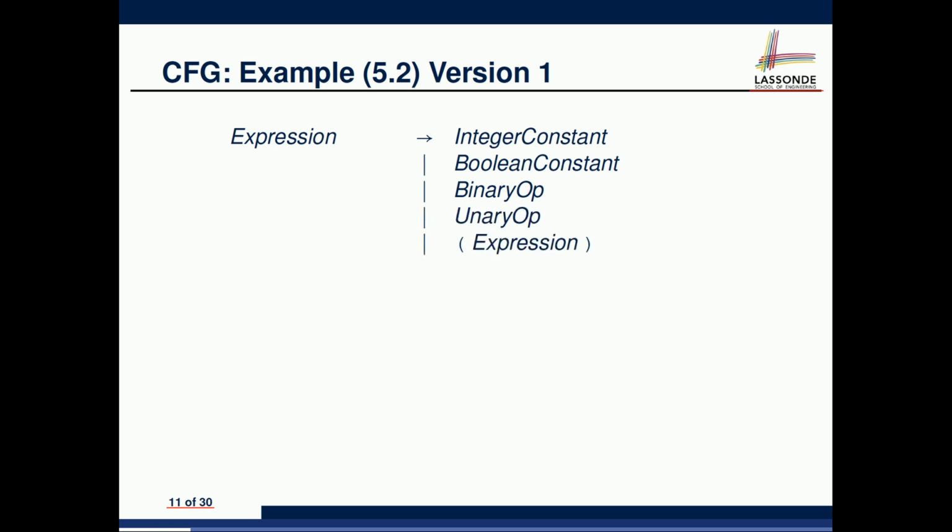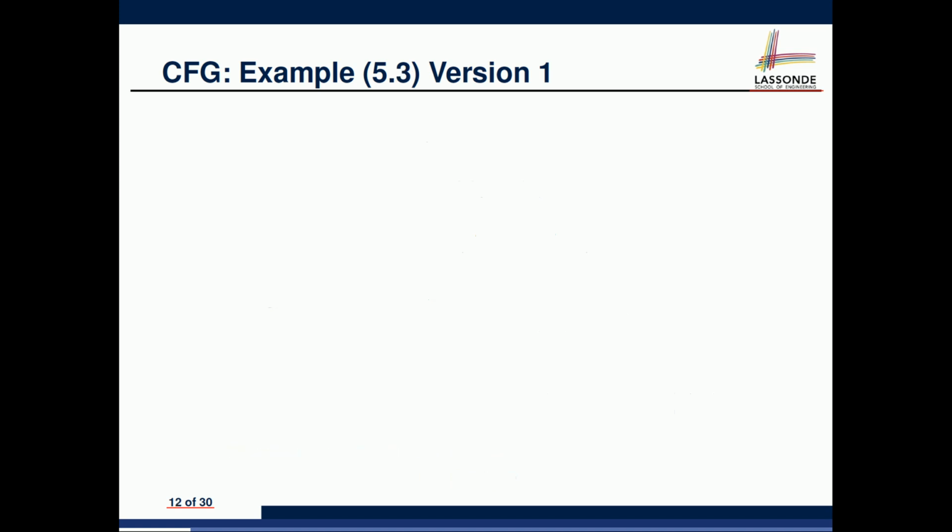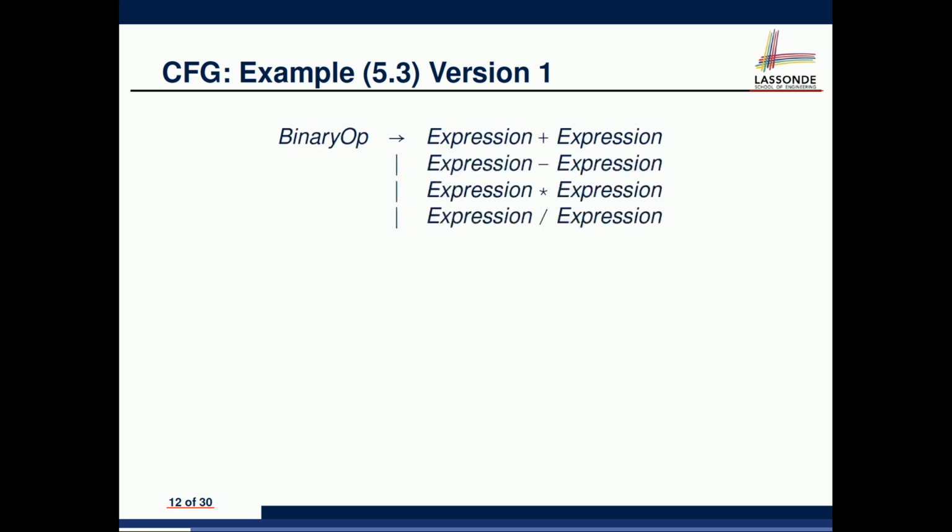Pretty easy. Okay? And also integer constant can be digits, and then minus digits. Boolean constant, true and false. Okay? So far so good? Okay. And then I will go to the next, only 2 pages for version 1.